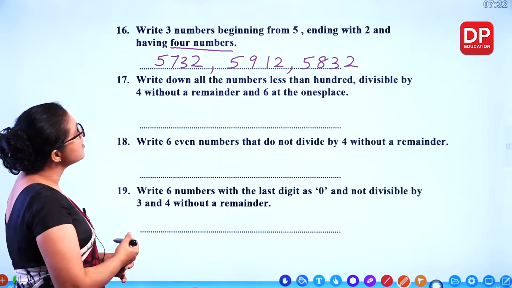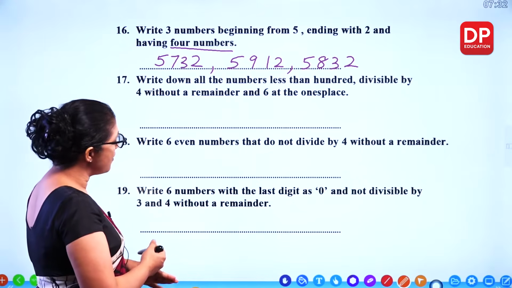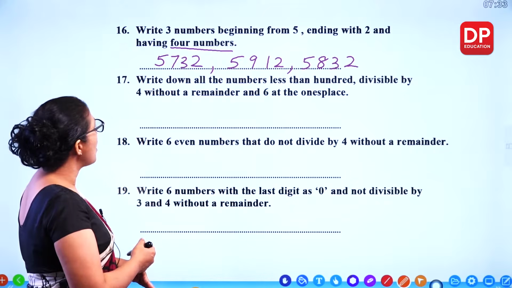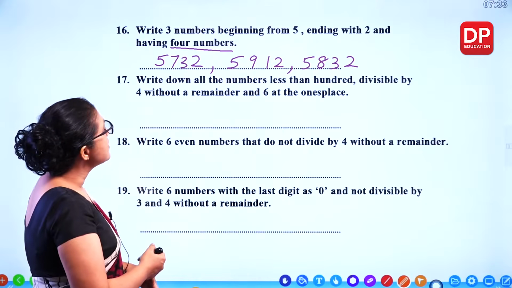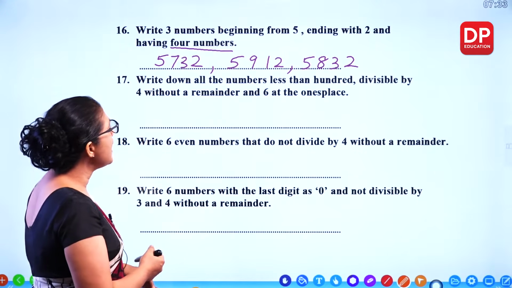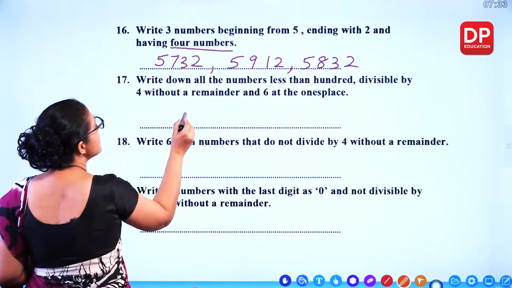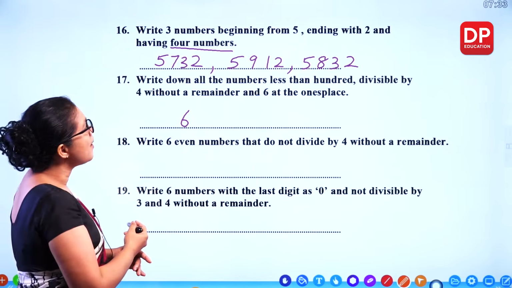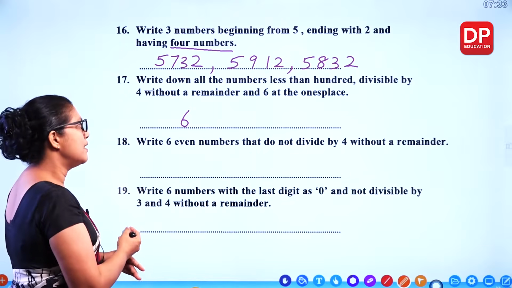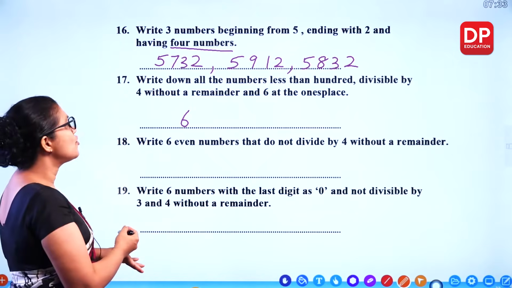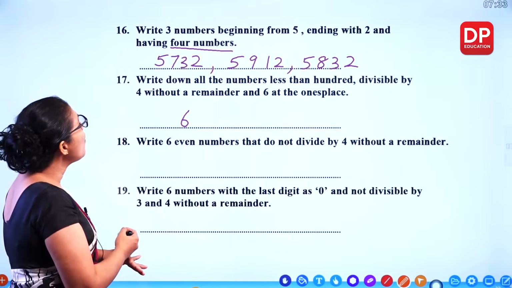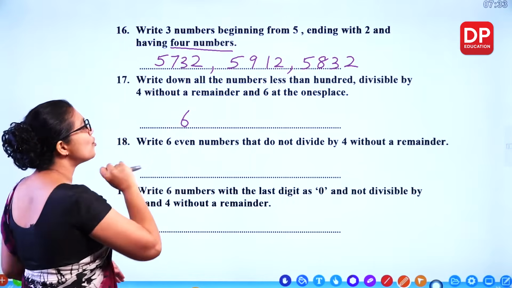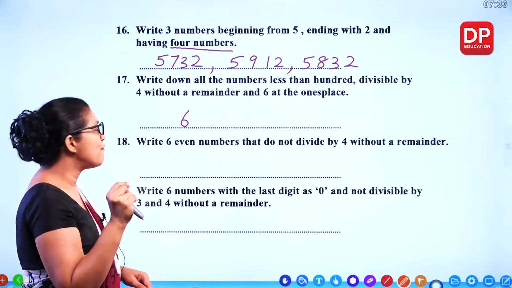Look at this one. Write down all the numbers less than 100, divisible by 4 without a remainder, and 6 at the ones place. Last digit is 6. And the number should be less than 100. That means only 2-digit numbers you can write. How do we identify whether the number is divisible by 4? The last 2 digits should be divisible by 4.